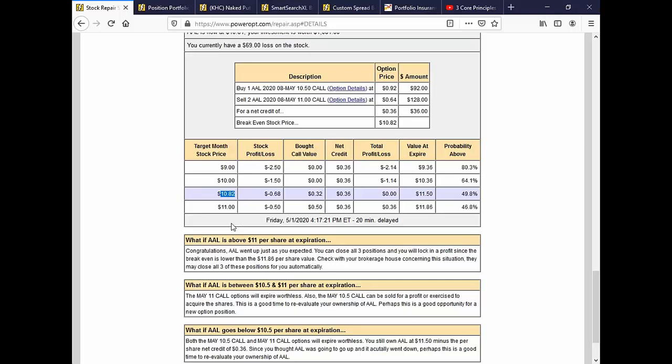How is that possible? Well, on May 8th, if the stock is trading at 10.82, what happens? My two 11 calls expire worthless. I sell to close my 10.50 strike for 32 cents. I have a 68-cent loss from my cost basis of 11.50. We keep the 36-cent net credit, and sell to close the long call for 32. We're at break even with only needing the stock to be at 10.82. And in this case, since I didn't get assigned anything, now that I'm at break even, I could continue to sell premium.